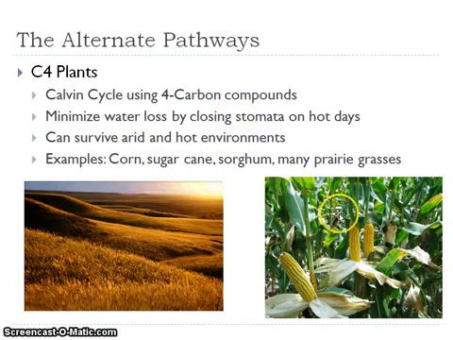Corn is a really good example. It grows a lot during the summer, especially in this region. And sugarcane and sorghum are both really big crops down in the south, where it's going to be really hot for a lot of parts of the year, so we need plants that can survive these environments. Also prairie grasses. If you go out into western Kansas, you'll see lots of them, and these are all lovely C4 plants.